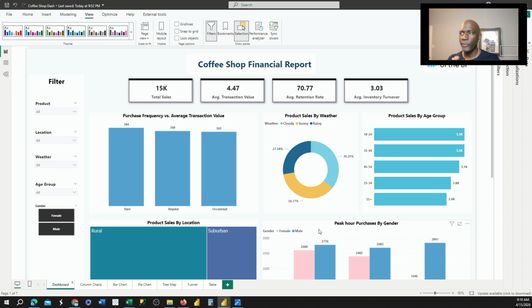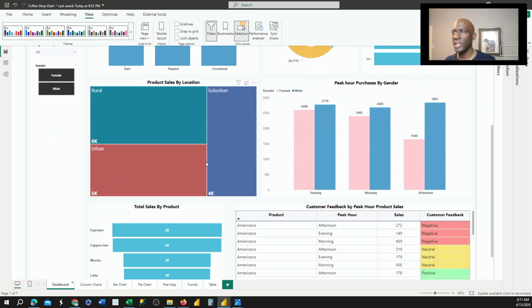Do they want to focus it on the age group? Do they want to focus it on products by weather? Do they want to focus sales or attention on different locations? All of this information we have, so we should be able to create as much of a story as we can to show the total picture, the big picture of what's going on.